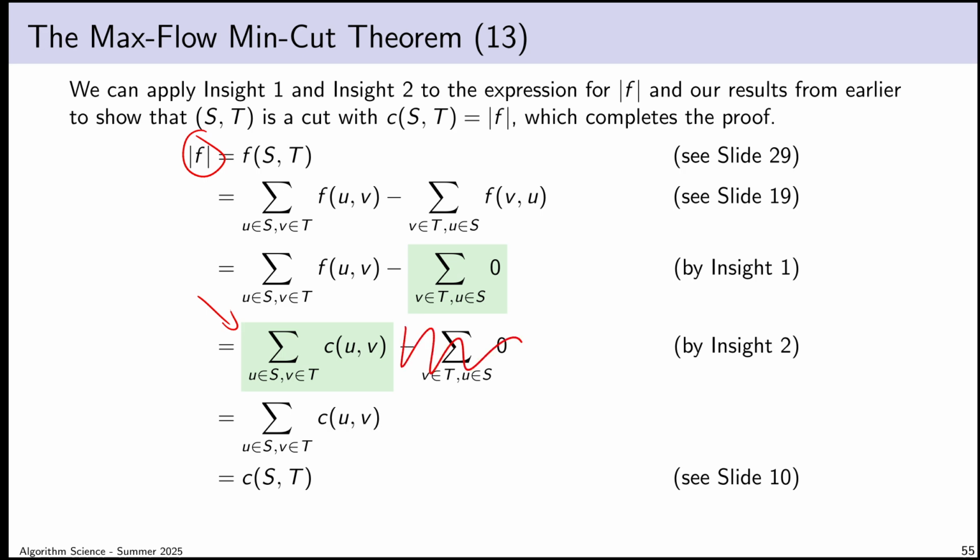And of course, the sum of all zeros, I can just wipe that out. And so I end up with this term here. And recall that this is just the expression for the capacity of a cut. This is the definition of what the capacity of a cut is. And so I've now shown that the value of my maximum flow is equal to the capacity of this cut, which I was able to explicitly construct.